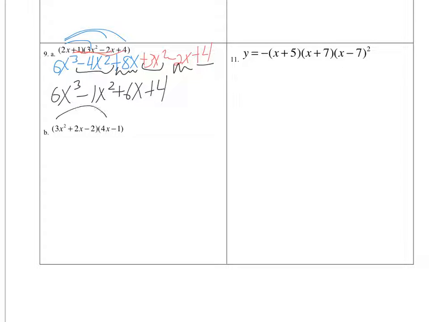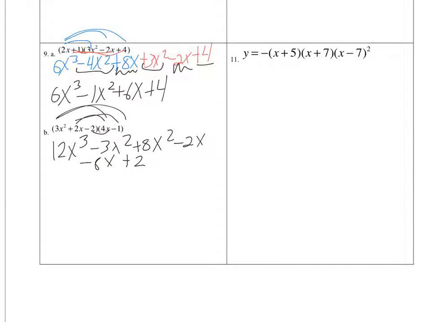Last one of these, 3x squared times 4x is going to be 12x to the 3rd, minus 3x squared, plus 8x squared, minus 2x, and then minus 8x plus 2. Combining like terms, nothing for the cube, 12x cubed, minus 3 plus 8 is plus 5x squared, minus 2 minus 6 is minus 8x, and plus 2.